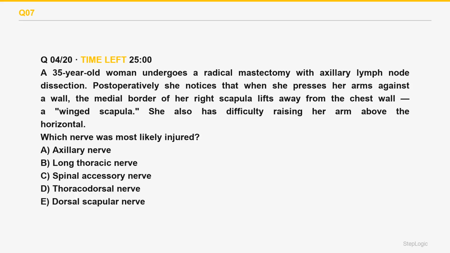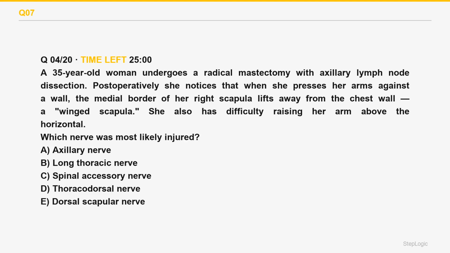Which nerve was most likely injured? A 35-year-old woman undergoes a radical mastectomy with axillary lymph node dissection. Postoperatively, she notices that when she presses her arms against the wall, the medial border of her right scapula lifts away from the chest wall, a winged scapula. She also has difficulty raising her arm above the horizontal.